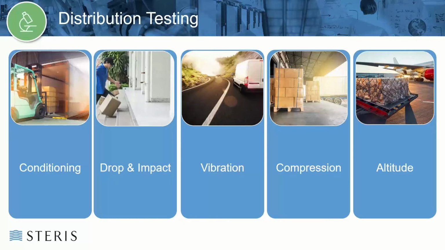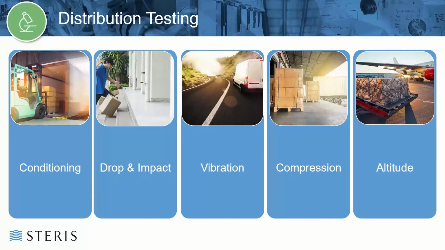So for distribution testing, what this testing is composed of is conditioning, drop and impacts, vibrations, compressions, and altitude simulations. And it's designed to challenge both the packaging and the product. It's primarily tested in laboratory conditions like STERIS has. It can be tested in the real world by actually shipping product back and forth from the locations that it's going to actually go.